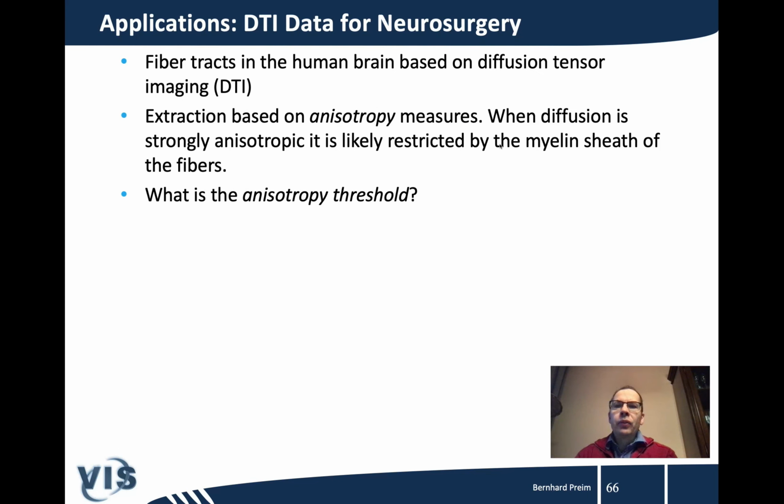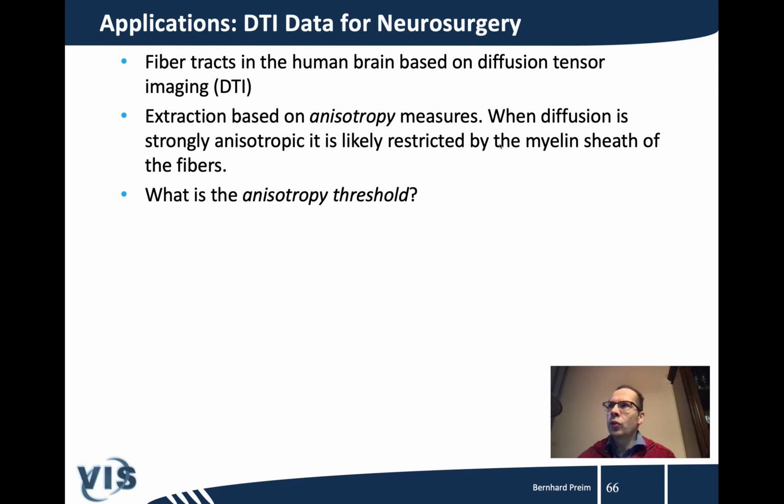Another medical example relates to diffusion tensor imaging for neurosurgery. Diffusion tensor imaging is a kind of magnetic resonance imaging. A couple of measurements are carried out there, at least 6. 6 measurements, that corresponds to the 6 components of a symmetric tensor. And what is measured here is the amount of diffusion in different directions.